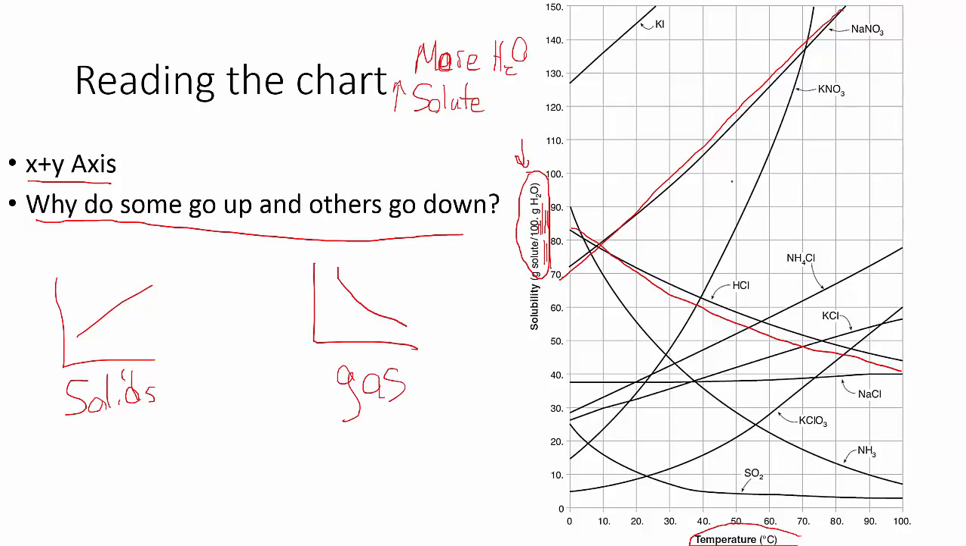All right, well, what solutes decrease in solubility as temperature goes up? Gases. So if you take a look, there's a lot of solids. Let's find the gases. Well, HCl is one, because it goes down as temperature increases. Whatever this line is, NH3, that's another one. And then SO2 is another one. So there's three gases on this chart. The rest of them are solids.